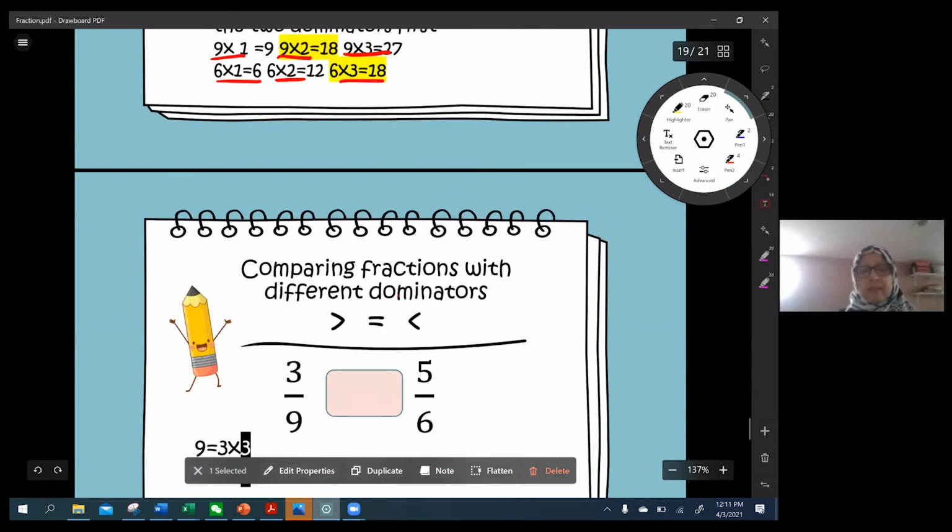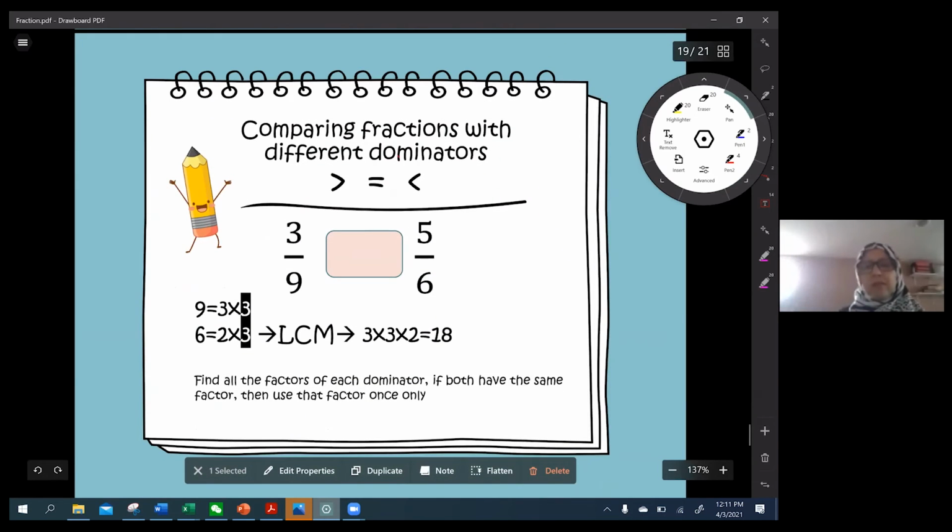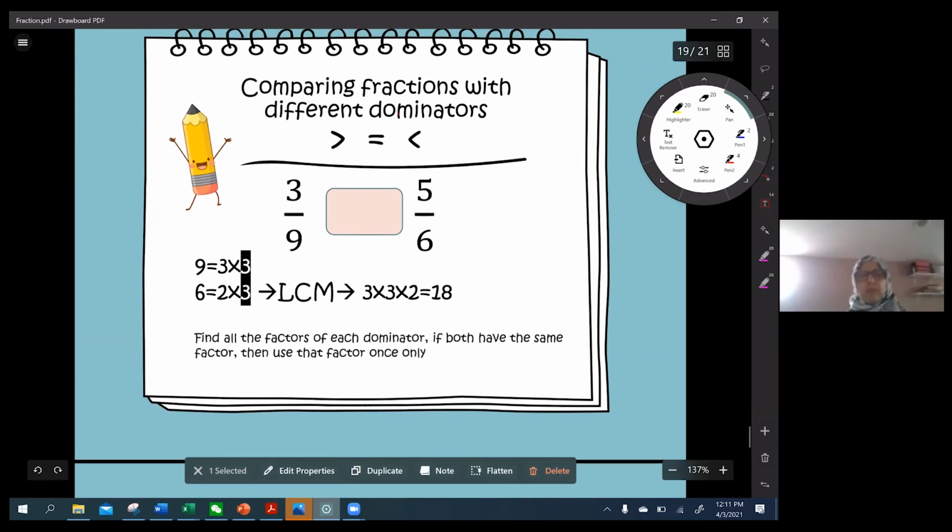So the third method would be, we're going to find the lowest common multiple again. There's another way of doing it. So we're going to find all the factors of 9, right? The factors of 9, what are the factors of 9?